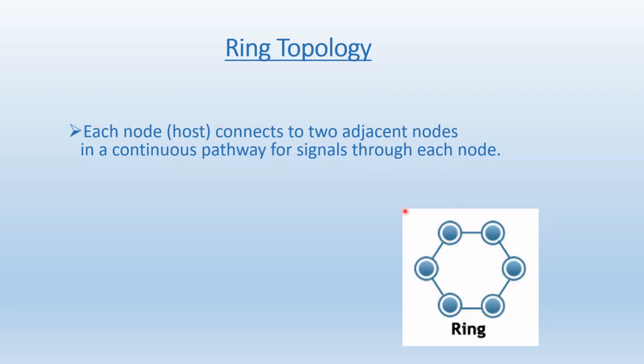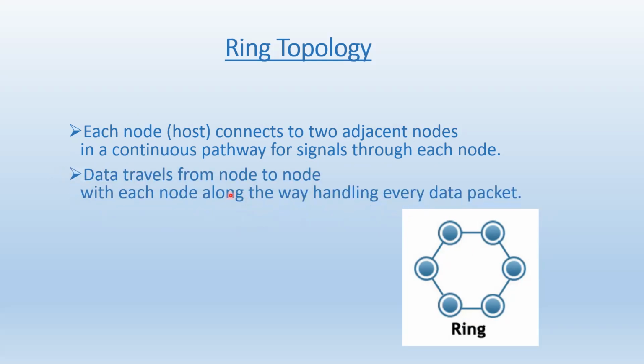And each node, data travels from node to node, with each node along the way handling every data packet as a repeater. Right? Every node acts as a repeater. So let's say this PC wants to send some sort of signal that is addressed to this node or PC. Well, it is going to try to send the message, and the message is going to get to this PC, and this one is going to say, "Oh, this is not for me."